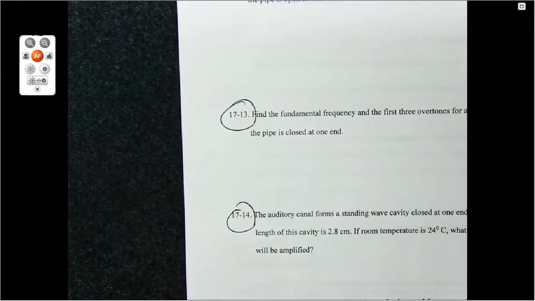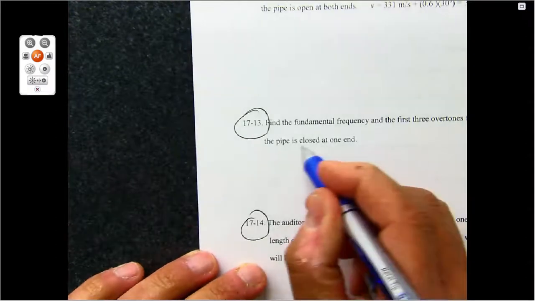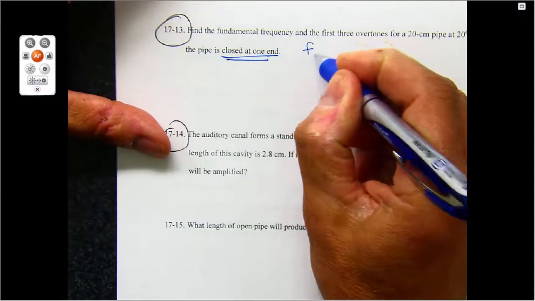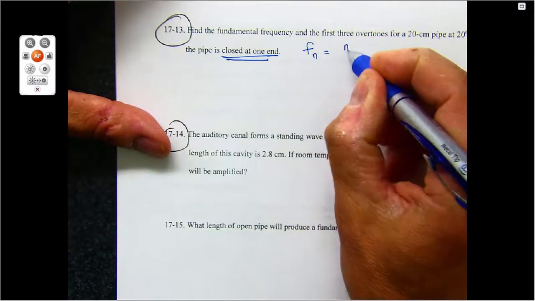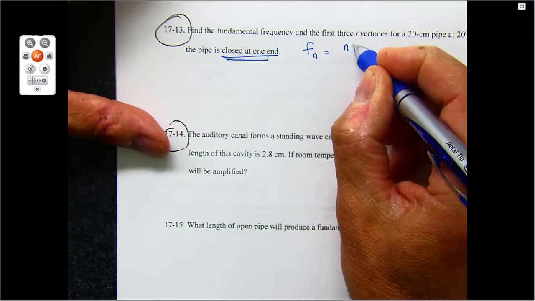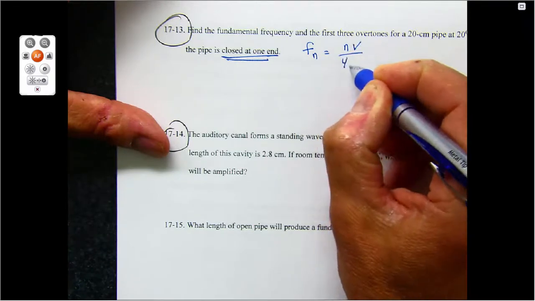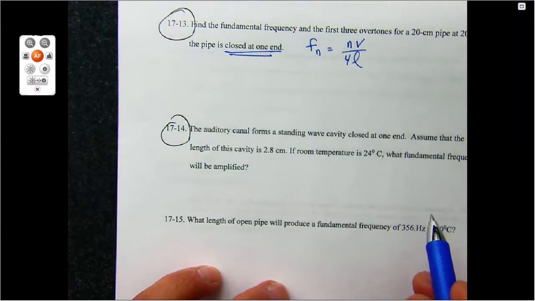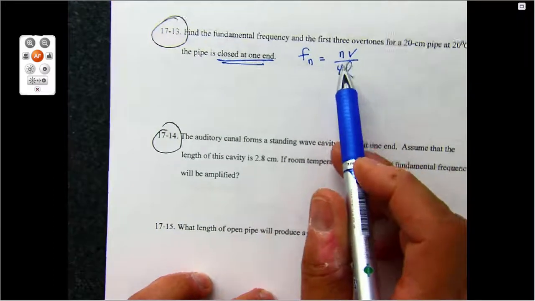Okay, so this is a closed pipe. If this is a closed pipe, f sub n equals nv over 4L, I believe. I am just a fog brain right now. Closed pipe, closed pipe, yes. nv over, yes, nv over 4L.